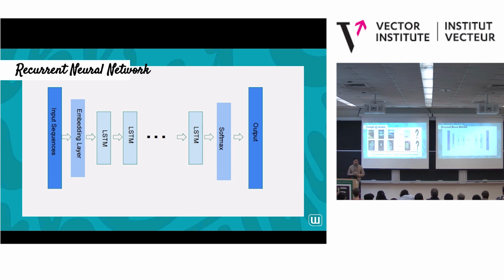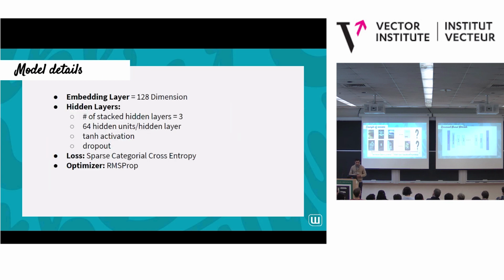In order to approach this, we use a recurrent neural network. This is what the architecture looks like. We have the input sequences, an embedding layer, and some hidden layers in between, and we used LSTMs for this. Because we wanted to predict a score, we go with the softmax, and then we have the output.